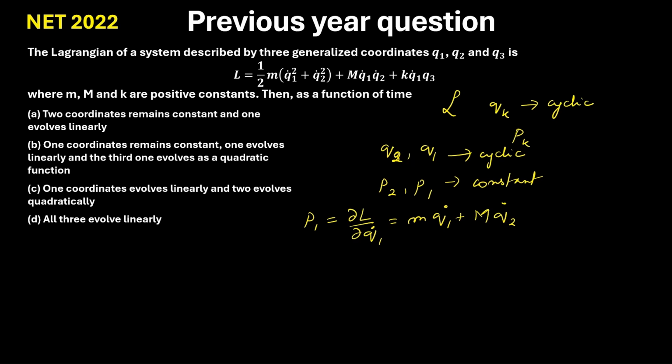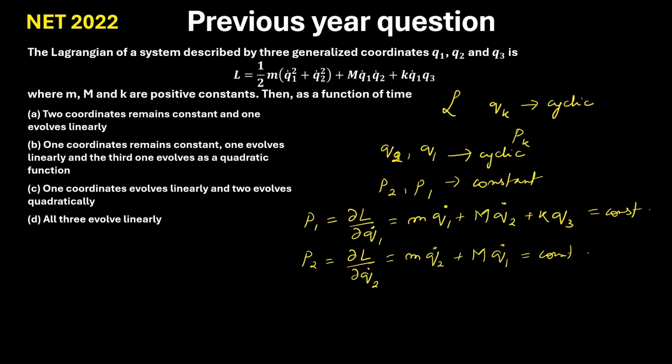And I think one more term is there, plus K Q3. So this will be constant. Similarly, for P2, it will be the derivative of the Lagrangian with respect to Q2 dot. So if I differentiate, I'll get Q2 dot plus M Q1 dot. This will be constant.